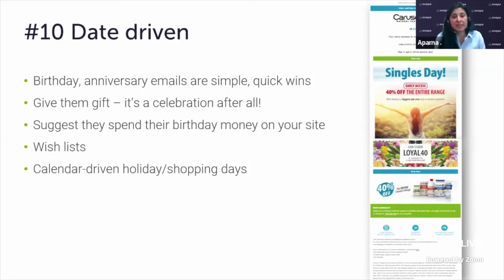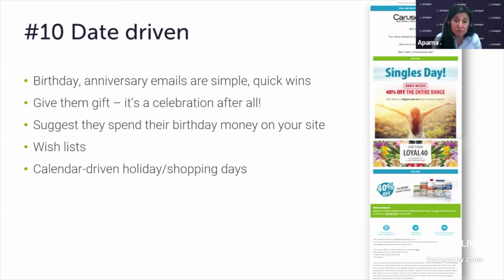Finally, number 10, date-driven programs. Emails triggered by dates that are really important to the customer, such as a birthday or anniversary, are simple, quick wins that provide a feel-good engagement with your customers. Calendar-driven programs are also very important. The calendar has lots of holidays and sales days that you can create a marketing automation campaign around.